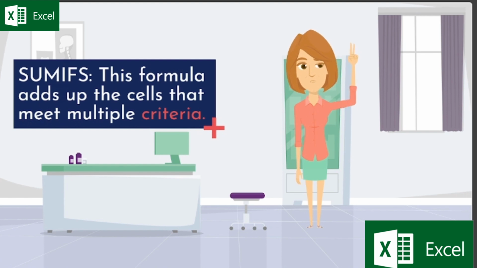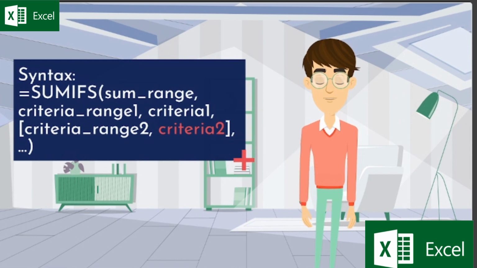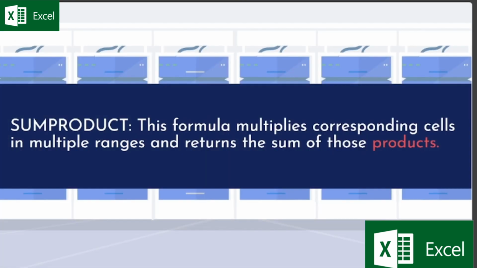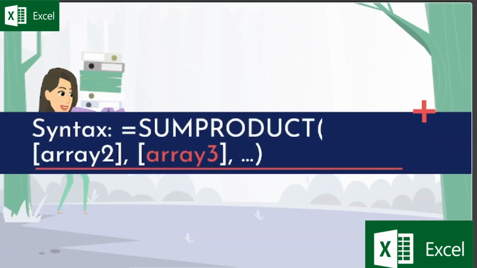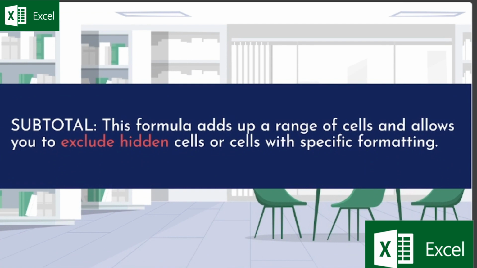SUMIFS. This formula adds up the cells that meet multiple criteria. Syntax: equals SUMIFS(sum_range, criteria_range1, criteria1, criteria_range2, criteria2). SUMPRODUCT. This formula multiplies corresponding cells in multiple ranges and returns the sum of those products. Syntax: equals SUMPRODUCT(array1, array2, array3).